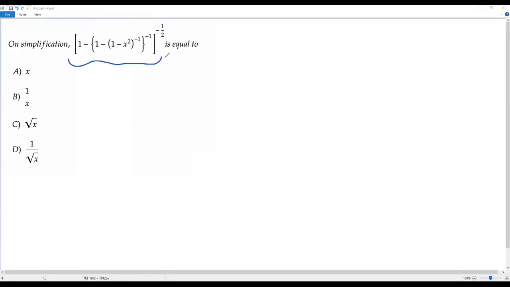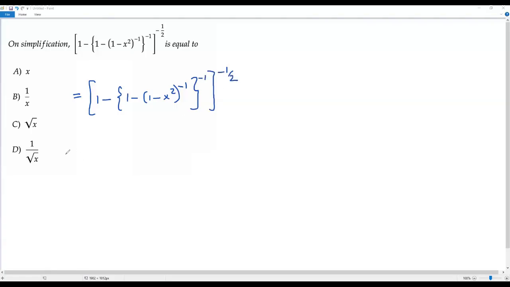Now let me take this expression as it is and do all possible simplifications. Let me write the given expression as it is: (1 − (1 − x²)^(−1))^(−1/2). Here we have 1 minus, and for this term 1 − x², we have one negative exponent, that is negative 1.